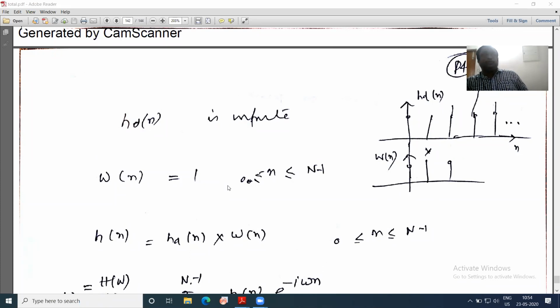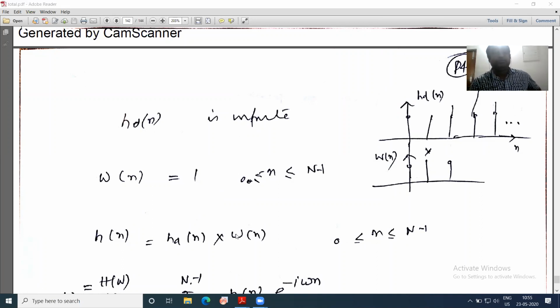Physically, the window over which I am seeing the hd of n, that is final, right? So this is why this is known as the window function. This window function will be specified in the problem. If this window function is not specified, it may be a Hamming window, Hanning window, Blackman window, or rectangular window. There are many other windows, and different window functions have different filter characteristics. We will learn this in due course, but for the time being, unless otherwise specified, we will always assume a rectangular window.